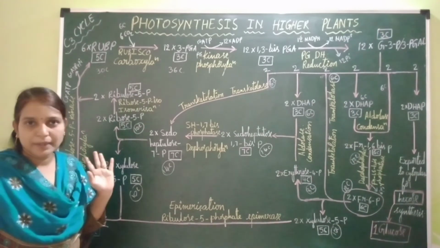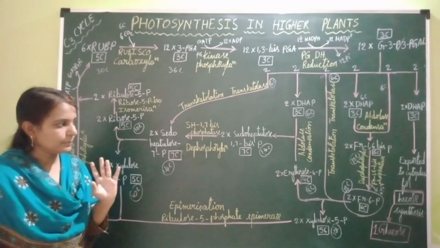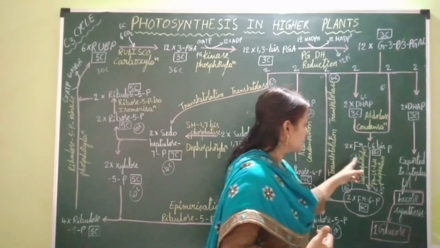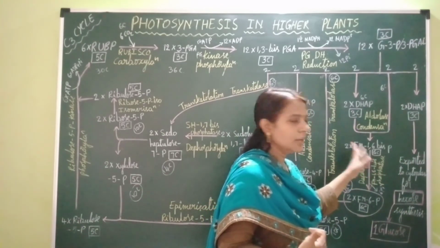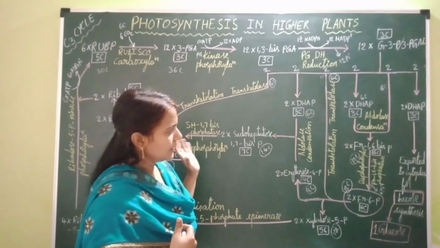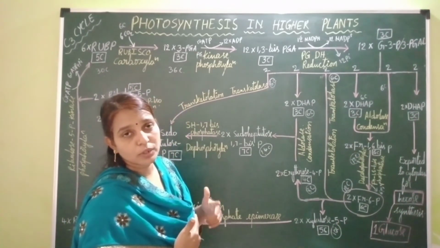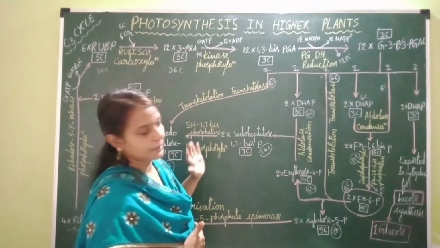Next, the 6 carbon intermediate. The 6 carbon intermediate is fructose 6-phosphate. How many molecules are formed? 2 molecules. And even fructose 1,6-bisphosphate is also an intermediate. That is also a 6 carbon compound. 2 molecules of fructose 1,6-bisphosphate. These are 6 carbon compounds which are the intermediates formed during regeneration of RuBP in the Calvin cycle.